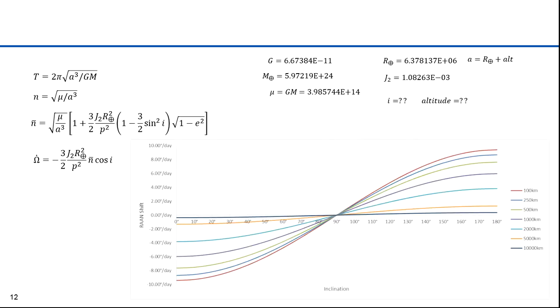The graph for the shift in right ascension looks like this. At 90 degrees of inclination, there is no shift. That's a polar orbit. The shift is more pronounced at lower altitudes and at equatorial orbits. At 100 kilometers, at a 100-kilometer equatorial orbit, the shift is almost 10 degrees per day.